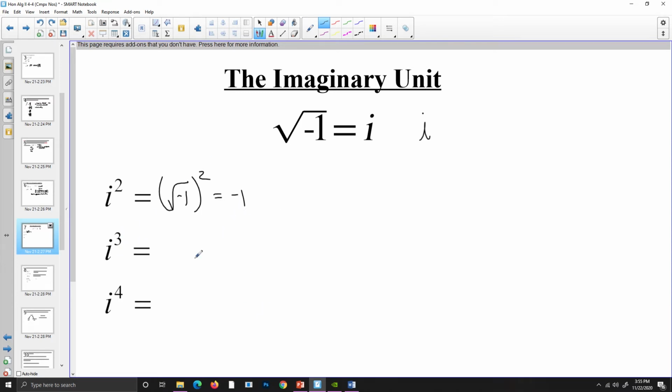i to the third is the same as i times i squared. Now from this one above, we already know what i squared is. We know that it's -1. -1 times i is going to be just -i. And then i to the fourth can be broken down to i squared times i squared. And we know that i squared is equal to -1. So I have -1 times -1. That'll give me +1.